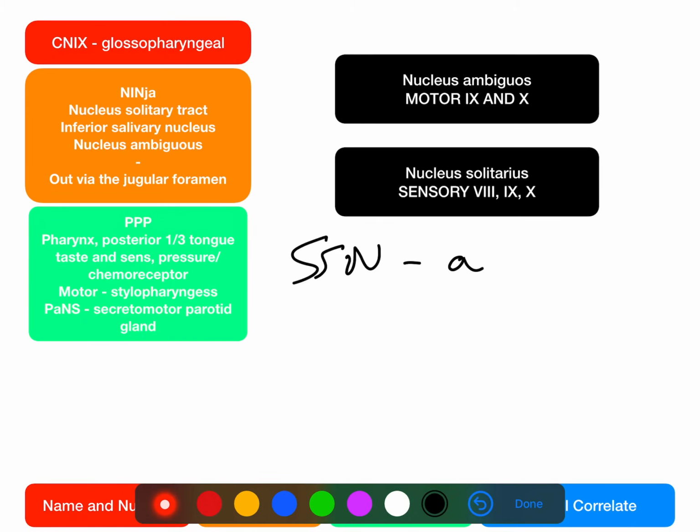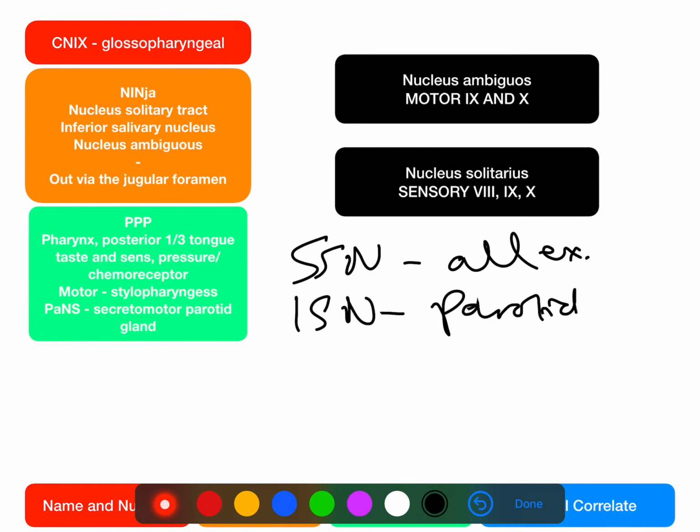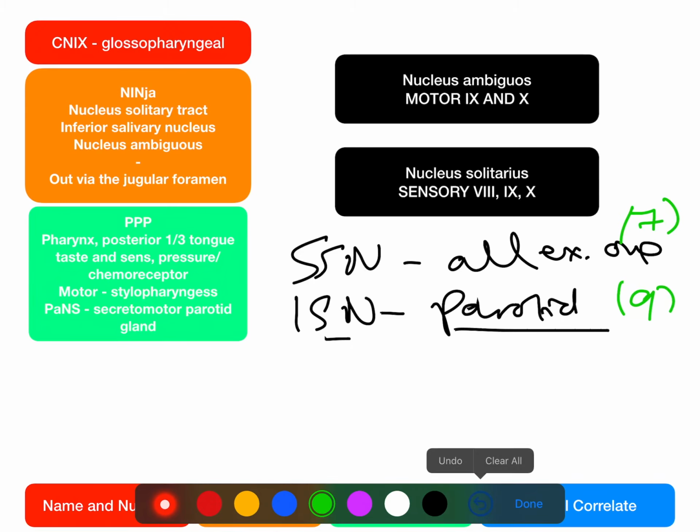So superior salivatory nucleus is all of them, except for the one at the inferior salivatory nucleus. So all except one, the inferior salivatory nucleus, which is parotid. So this is cranial nerve 9, and this is cranial nerve 7, like so.